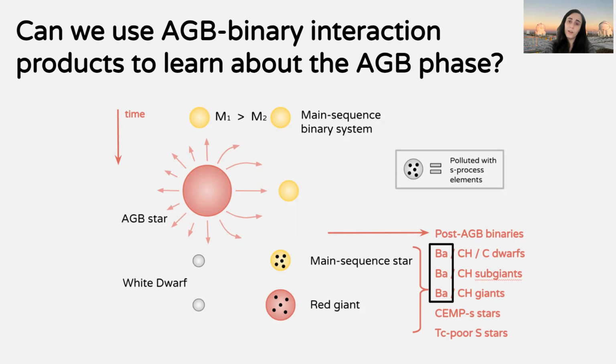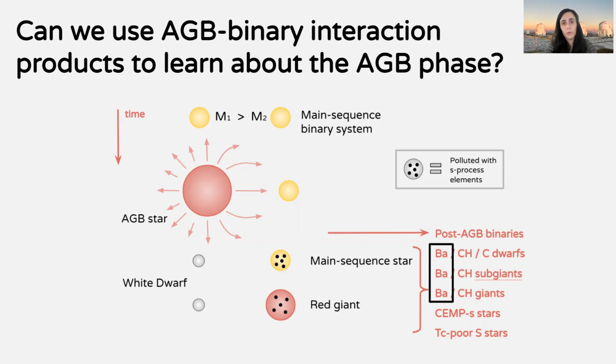In an episode of binary interaction, it pollutes its secondary, and time passes, and we are observing the system some time after, when the secondary star, the polluted star, is the primary star of the system, and the former AGB star is a cool white dwarf that we cannot directly see.